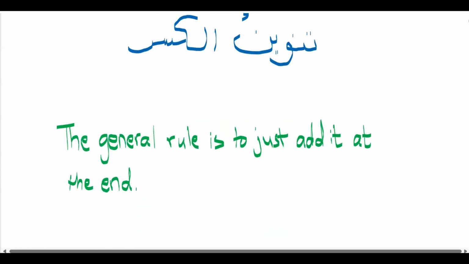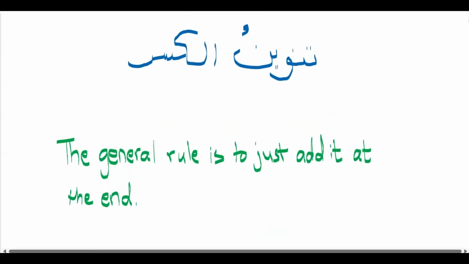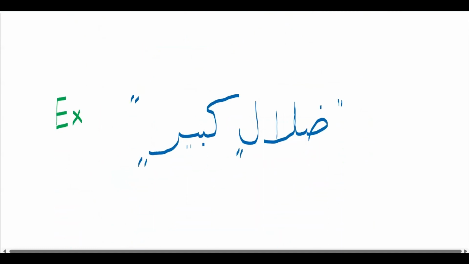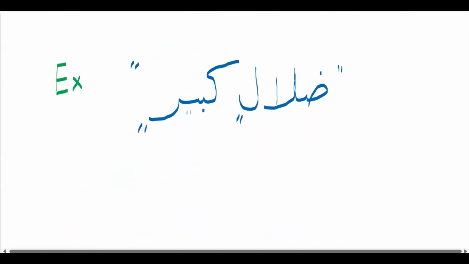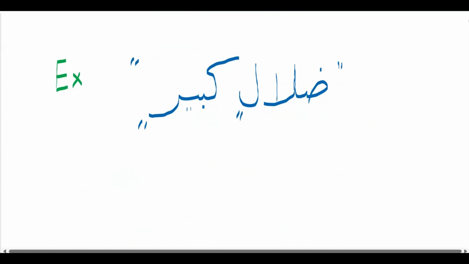Now let's discuss tanween al-kasr. The general rule is to add it at the end. As simple as that. Let's take an example from the Quran, also from Surah Al-Mulk. Try and read it on your own, please. Dalalin kabir. As you see, we just added the tanween al-kasr at the end of both of the words.